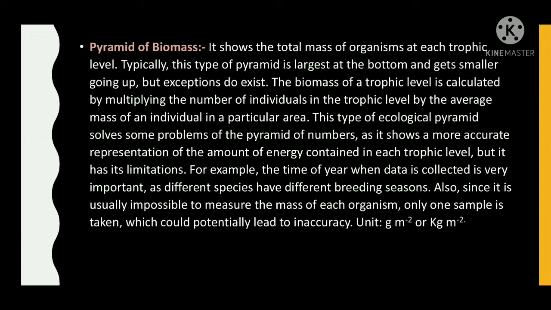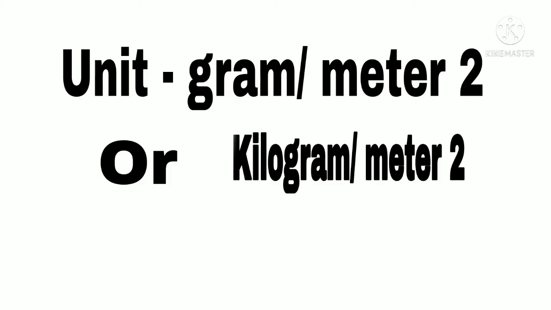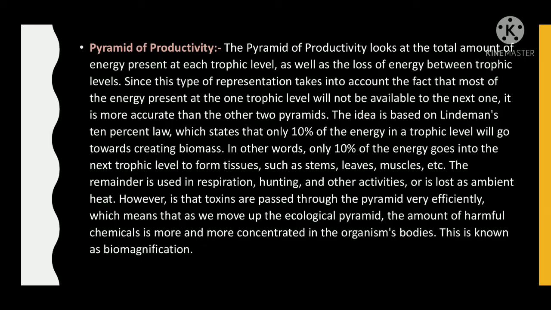But it has its limitations. For example, the time of year when data is collected is very important, as different species have different breeding seasons. Also, since it is usually impossible to measure the mass of each organism, only one sample is taken, which could potentially lead to inaccuracy. Its unit is gram per square meter or kilogram per square meter.